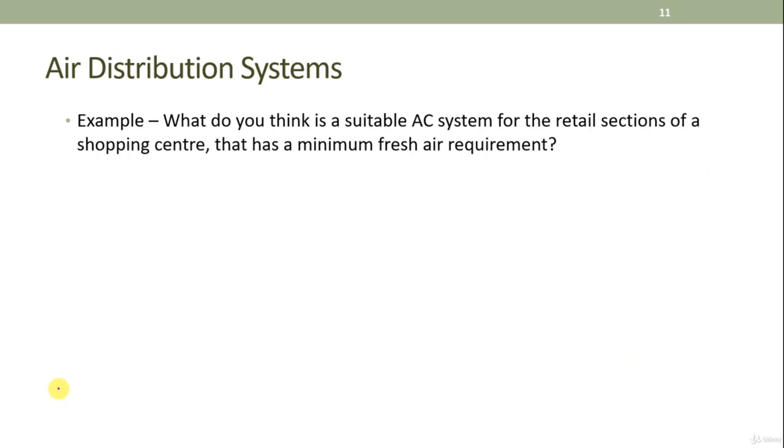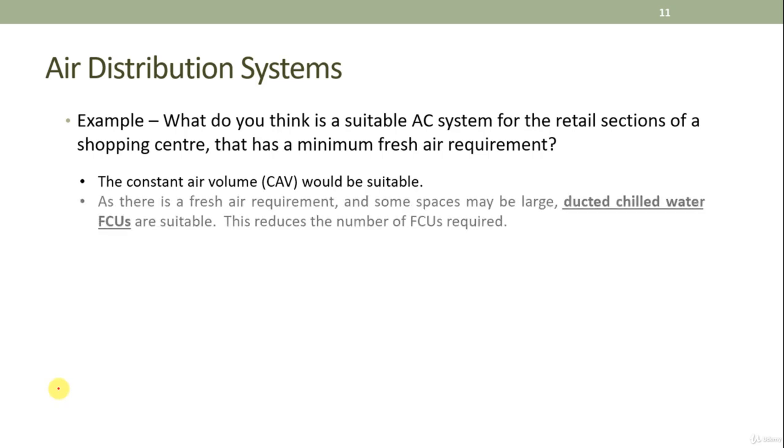So what do you think is a suitable air conditioning system for the retail sections of a shopping center that has a minimum fresh air requirement? First, constant air volume will be quite suitable. And why is that so? Because there's a fresh air requirement and the space will be large because it's large retail sections, then you should use ducted chilled water FCU, and not direct expansion system, because direct expansion system has a limitation to the amount of area it can serve. So this will reduce the number of FCUs required. So a constant air volume and it's a fan coil unit.